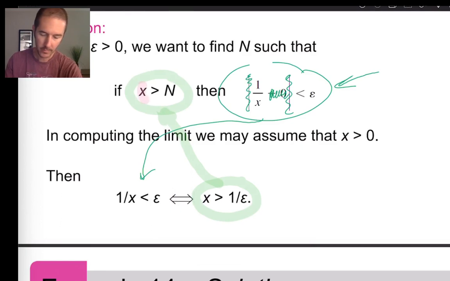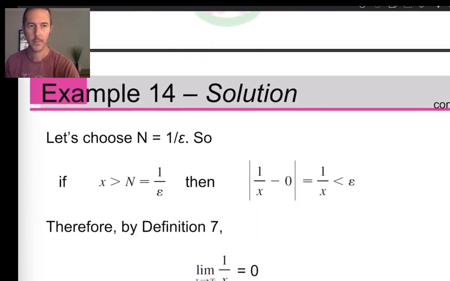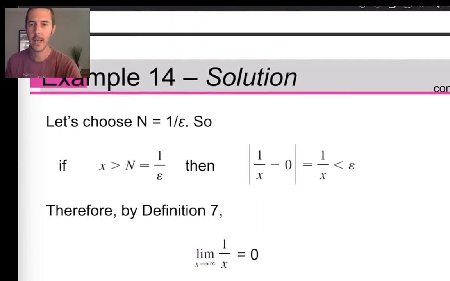See the x, see the greater than. Guess what we're going to let n equal? How about 1 over epsilon? There they are. N is going to be 1 over epsilon, and the author agrees with us. I love it when that happens. Let's choose n to equal 1 over epsilon.